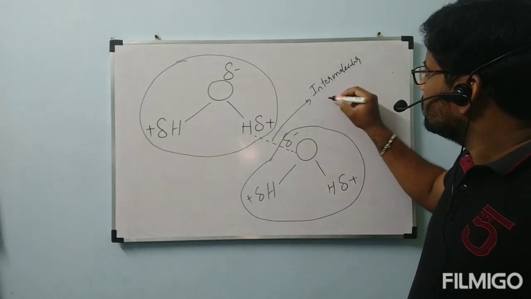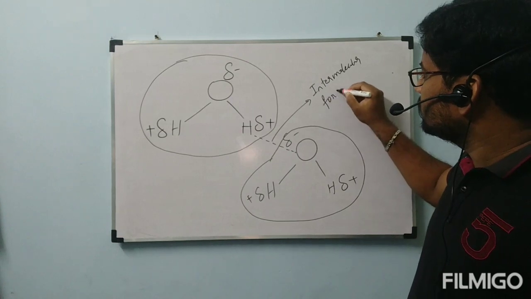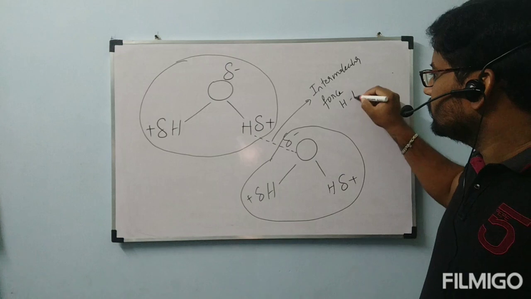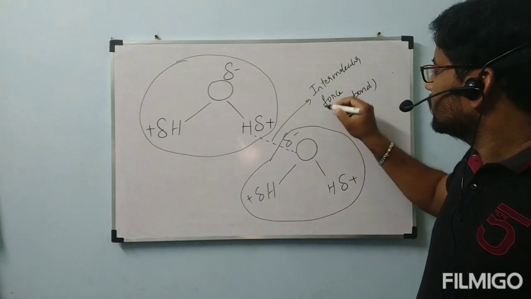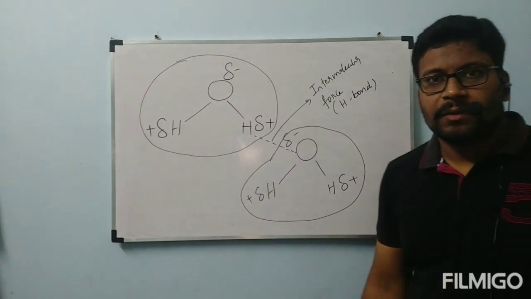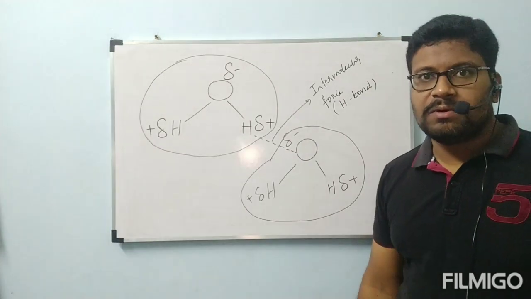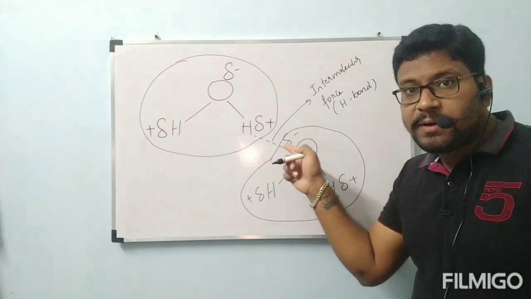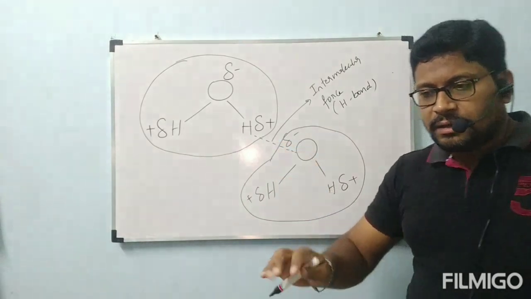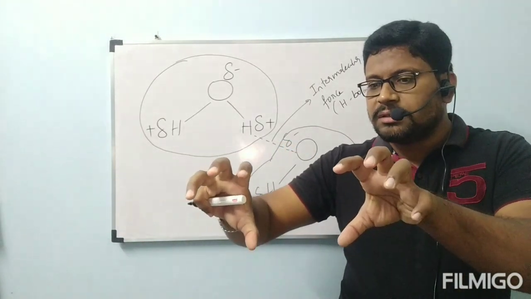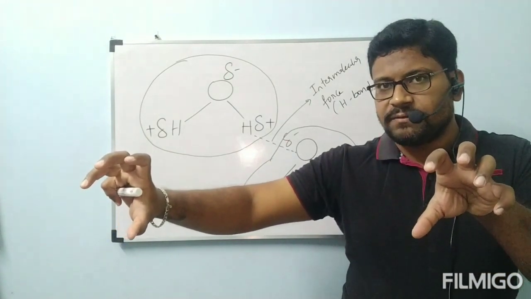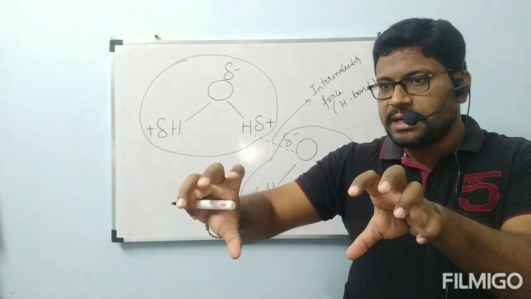Between these two molecules, we have intermolecular force. That intermolecular force is called hydrogen bond. As this hydrogen bond is present, normally water molecules must be this much distant. Let us think that one. Because of this hydrogen bond, they will be coming like this.